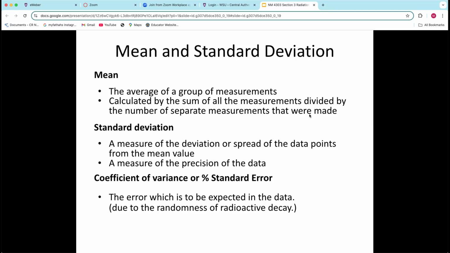And then the other thing that we'll look at is called coefficient of variance, or sometimes it's called percent standard error. And this is just the error that is to be expected in the data. Again, because of the randomness of radioactive decay, we're never going to get perfect, but statistics gets us predictable and close, right? So what's our percent error? We can actually calculate what the error is, and you'll see why that makes a difference as well.